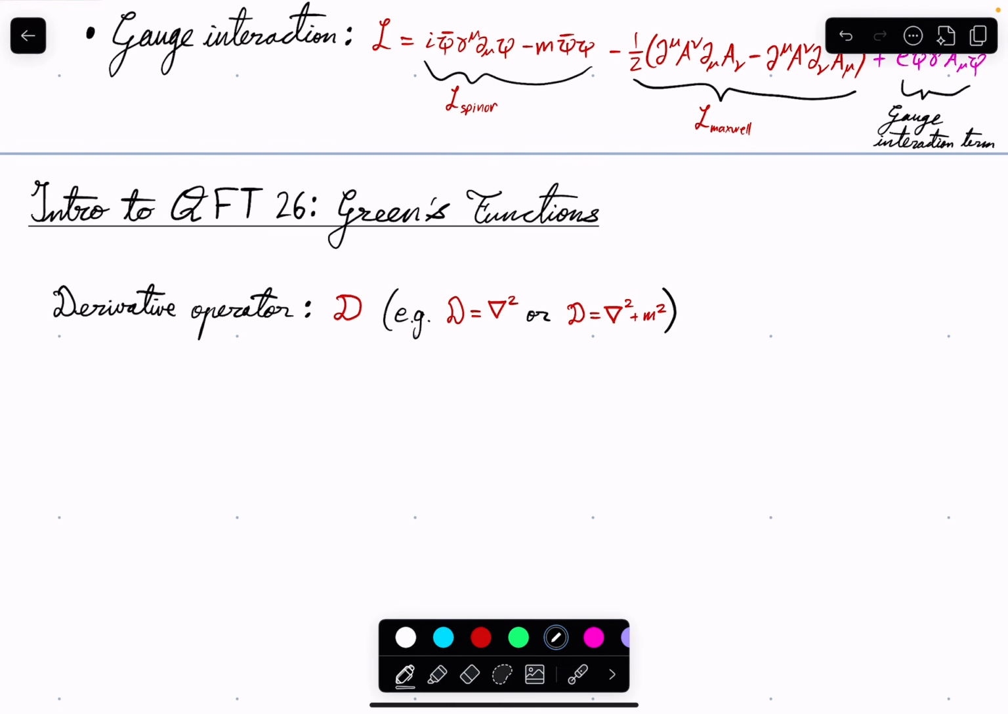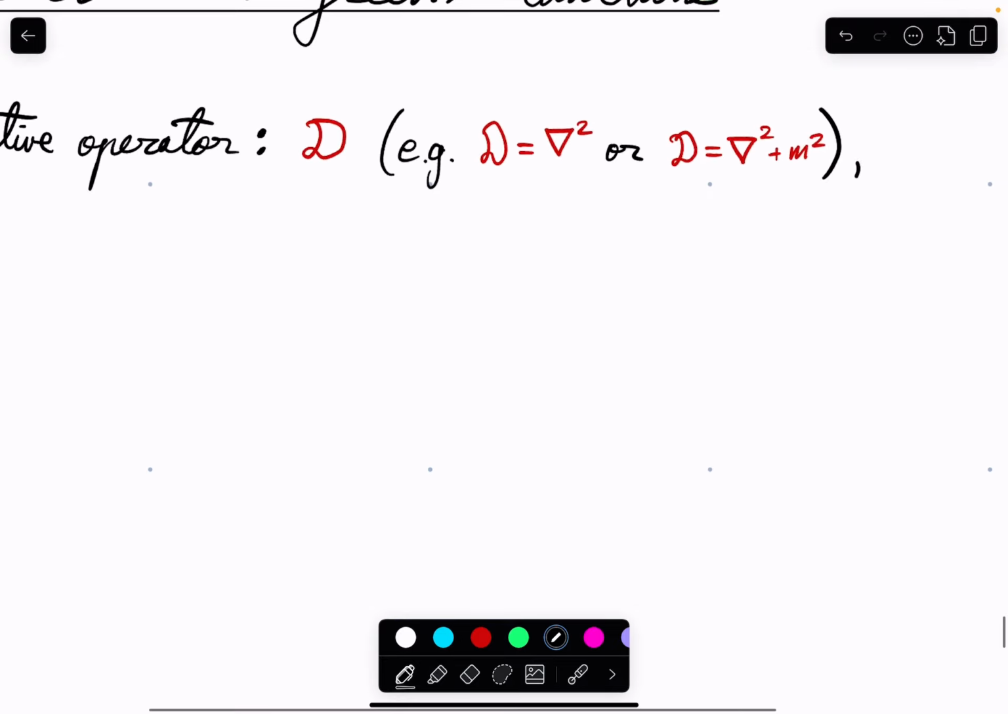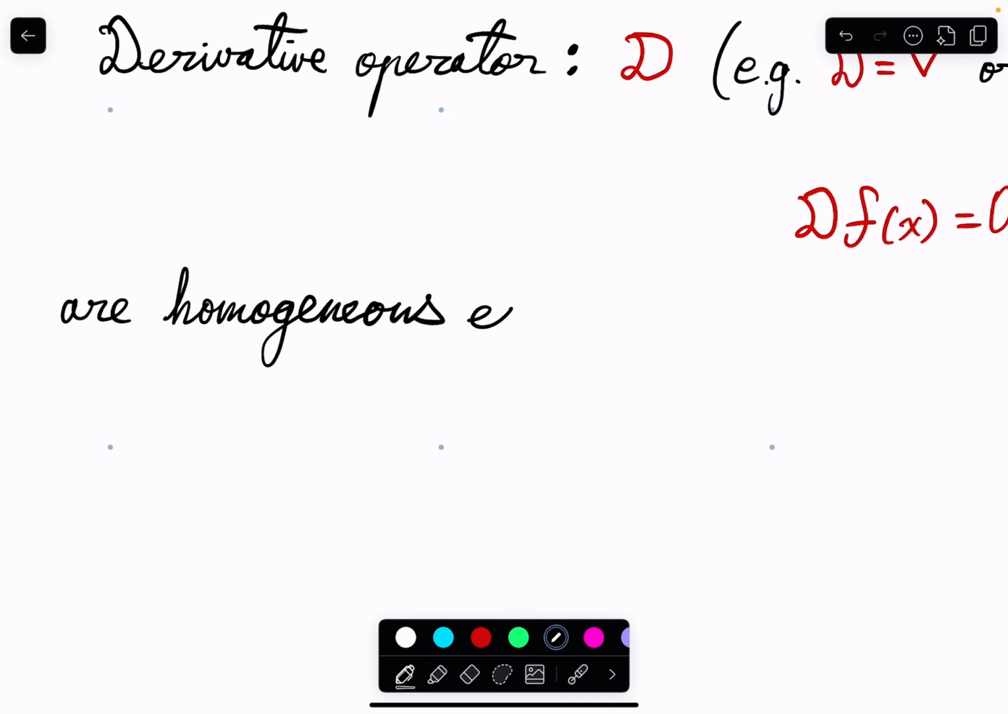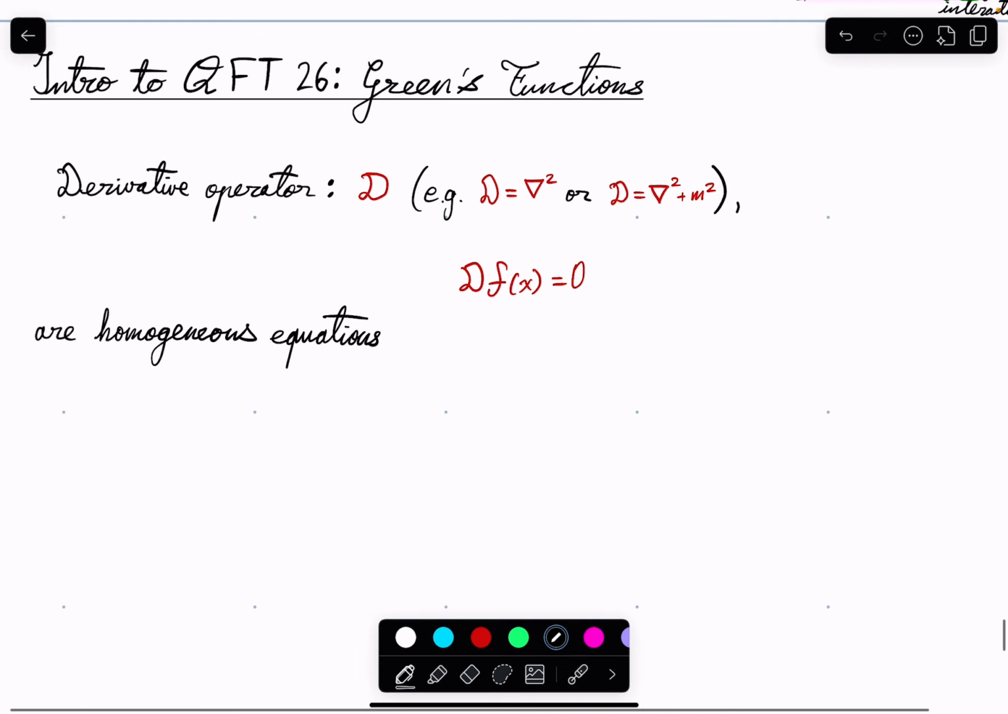So if we have this derivative operator, then equations of the form d f of x equal to 0, these are homogeneous equations. And a homogeneous equation is an equation that describes a free field. So the free field is this f right here.